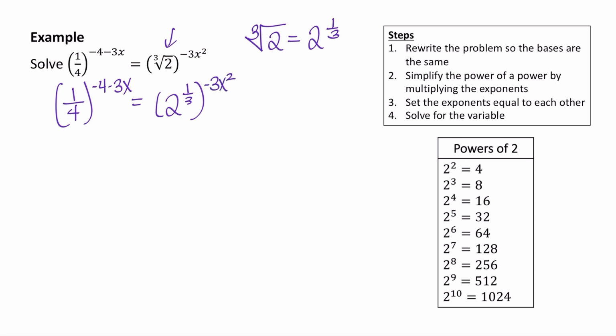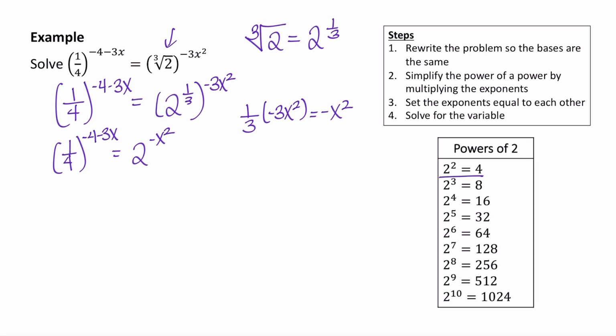So once again, on the right side, I have two powers that are being multiplied together. And so when I do that, that is going to give me negative x squared. So I have 1/4 to the negative 4 minus 3x equals 2 to the negative x squared. So now I'm going to work on rewriting these. Notice that 4 and 2 are both powers of 2. So this is the same thing as 1/2 squared, and that's being raised to the negative 4 minus 3x. And that equals 2 to the negative x squared.